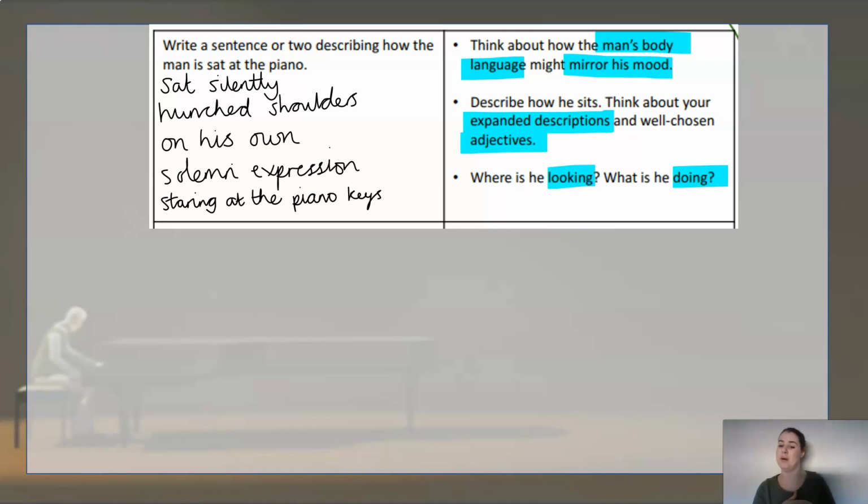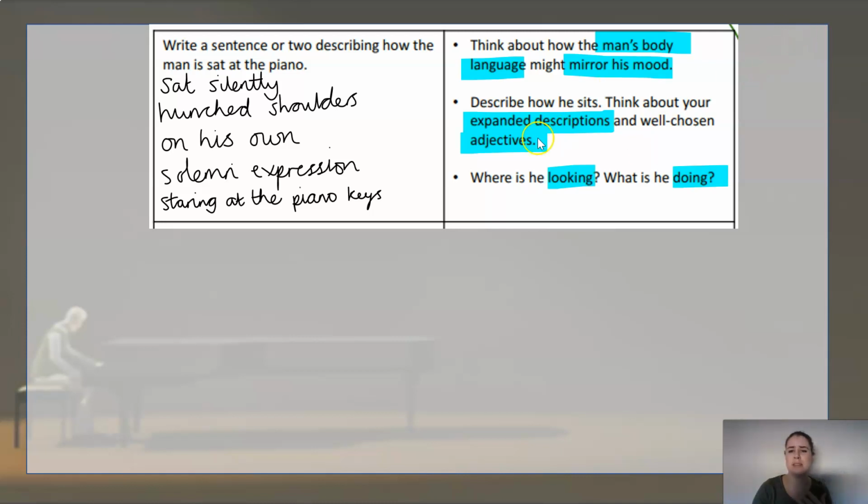So he's not going to be sat up, bolt upright, smiling and dancing and jigging around. He's going to be sat in a way that's quite sheltered, quite closed off. His head might be hung low. He might have his shoulders slumped. He might have one arm like this when he's thinking. So I've got he's sat silently. He's hunched his shoulders. He's sat on his own.